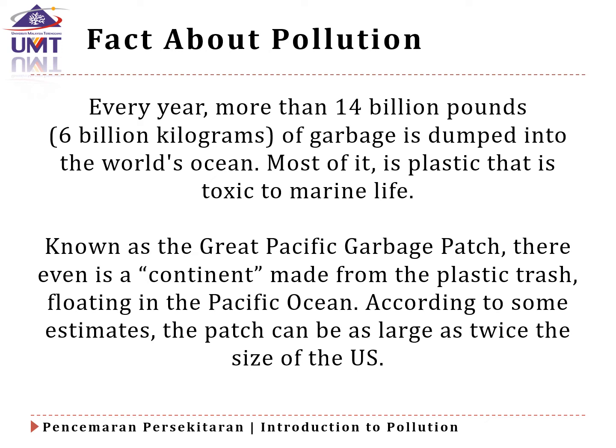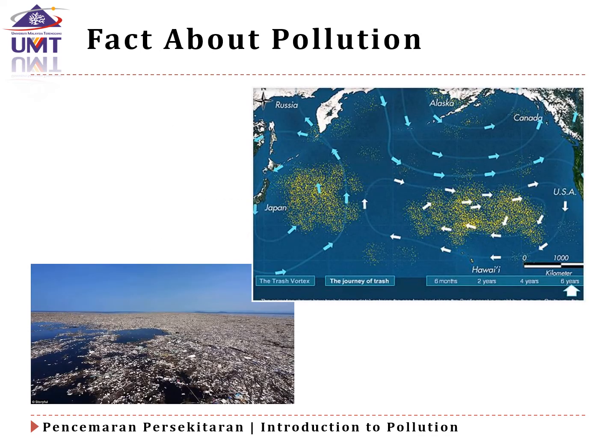Every year, more than 14 billion pounds, or 6 billion kilograms, of garbage is dumped into the world's ocean. Most of it is plastic that is toxic to marine life. Known as the Great Pacific Garbage Patch, there even is a continent made from the plastic trash, floating in the Pacific Ocean. According to some estimates, the patch can be as large as twice the size of the US. These pictures show where the garbage patch is located, and what type of garbage can be found there.